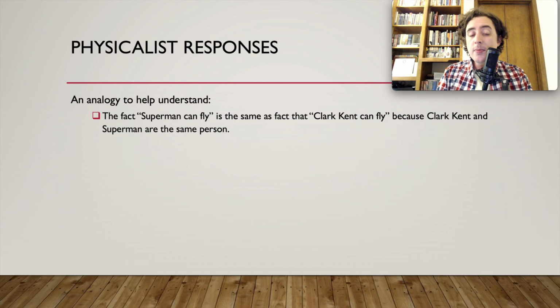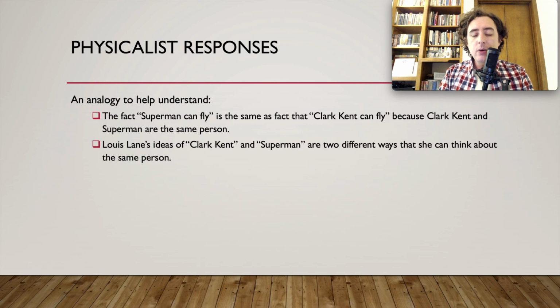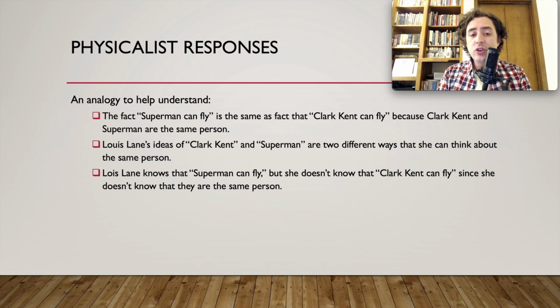The fact that Superman can fly is the same as the fact that Clark Kent can fly, because Clark Kent and Superman are the same person. And so these two sentences are actually just two different ways of talking about the fact that this one person is able to fly. Now, consider Lois Lane. Lois Lane has the idea of Clark Kent, and she has the idea of Superman. She has both of these concepts. These are two different ways that she can think about the same person. Lois Lane knows Superman can fly, but she doesn't know that Clark Kent can fly, since she doesn't know that they're the same person.